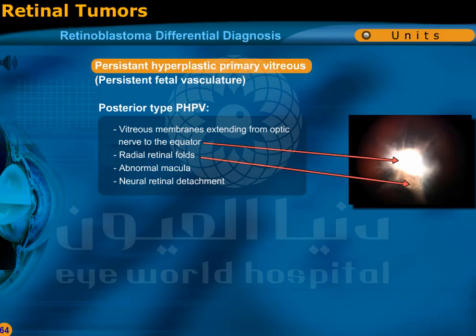Posterior type persistent hyperplastic primary vitreous. Vitreous membrane extending from optic nerve to the equator. Radial retinal folds. Abnormal macula and neural retinal detachment.